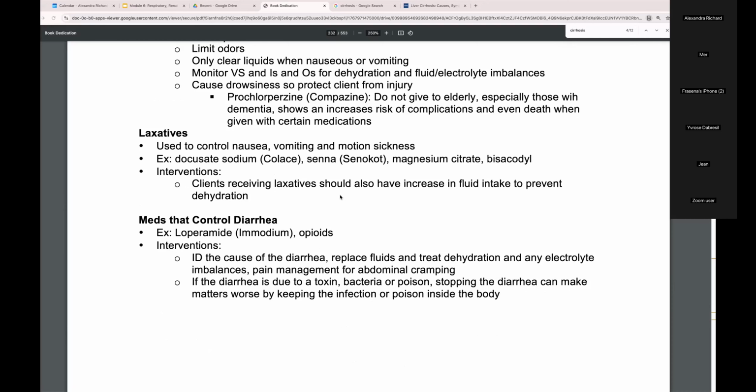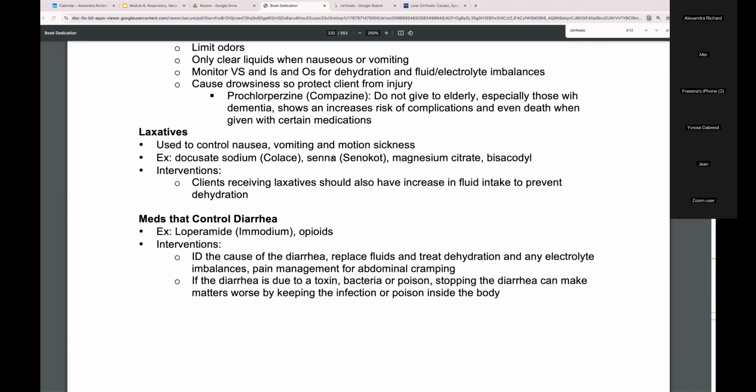Laxatives are used to cause poop. So docusate sodium, senna, magnesium citrate, bisacodyl. Make sure you know that if you're giving a patient a laxative, you want to make sure that they're not dehydrated. So you want to make sure that they're getting enough fluid in.